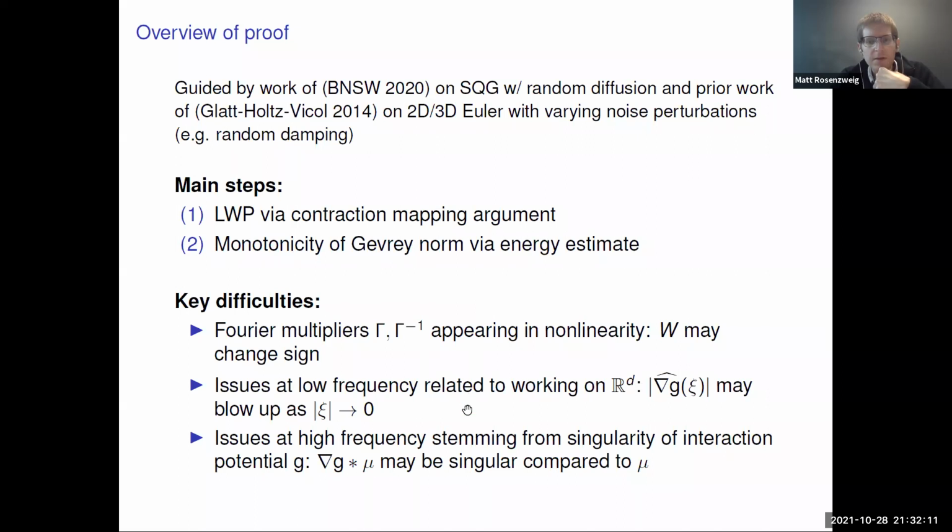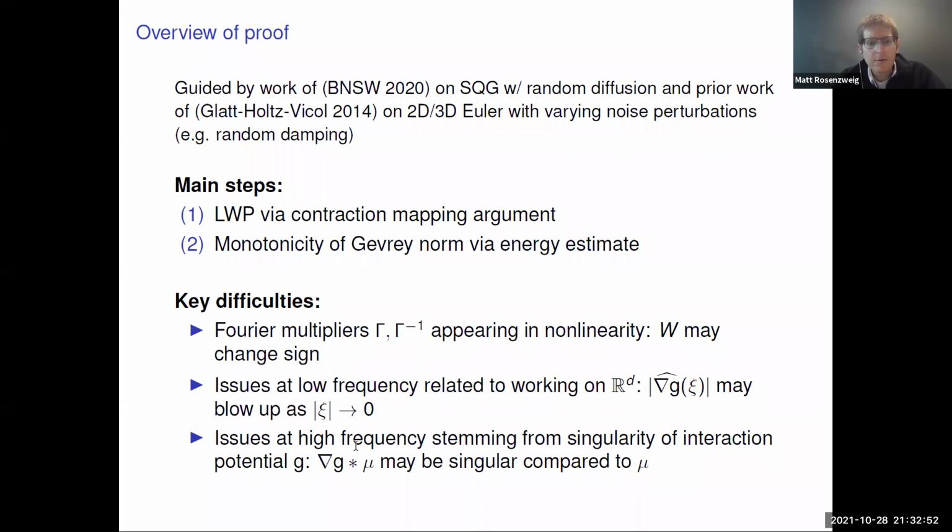What are really specific to our case, or become really challenging, are the issues at low frequency related to working on R^d. These prior works just consider the periodic setting, which greatly simplifies things. But I think R^d is, in some sense, a more natural setting to consider this problem. Not everything in life is a box with periodic boundary conditions. Why this is problematic is because I'm working directly in Fourier space, and I need to bound the Fourier transform of the gradient of the potential. But this may blow up as I approach the origin, which is somewhat of an issue.